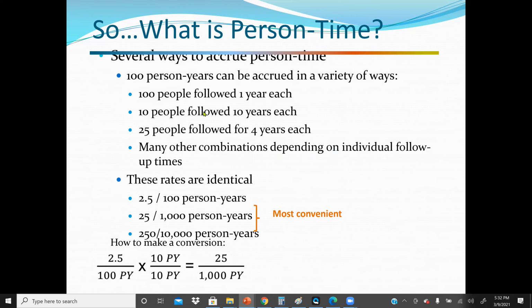So there are several ways to accrue the person-time. For example, 100 person-years can be accrued in different ways. 100 people followed 1 year each, or 10 people followed 10 years each, or 25 people followed 4 years each. 25 times 4 is still 100. 100 times 1 is 100, 10 times 10 is 100. So there are many other combinations depending on the individual follow-up times. These rates are identical: 2.5 per 100, or 25 per 1,000, or 250 per 10,000 are the same.